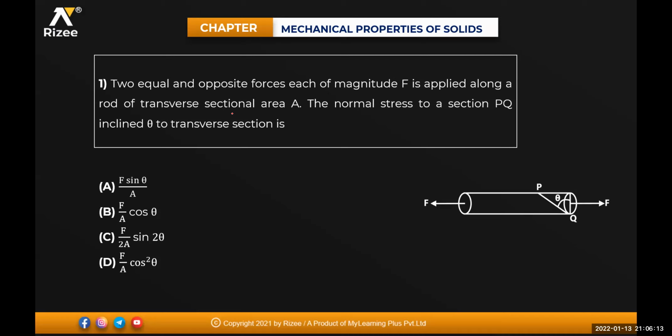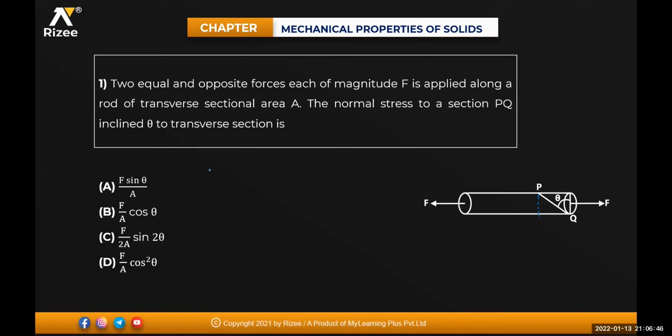Make an FBD, we'll get an idea from that. We are applying the forces in opposite directions. Two equal and opposite forces are acting, each of magnitude capital F, along the rod of transverse cross-sectional area capital A. And see, this is a transverse cross-section. This is your area. Now if I drop a perpendicular here, like this, it makes an angle theta.